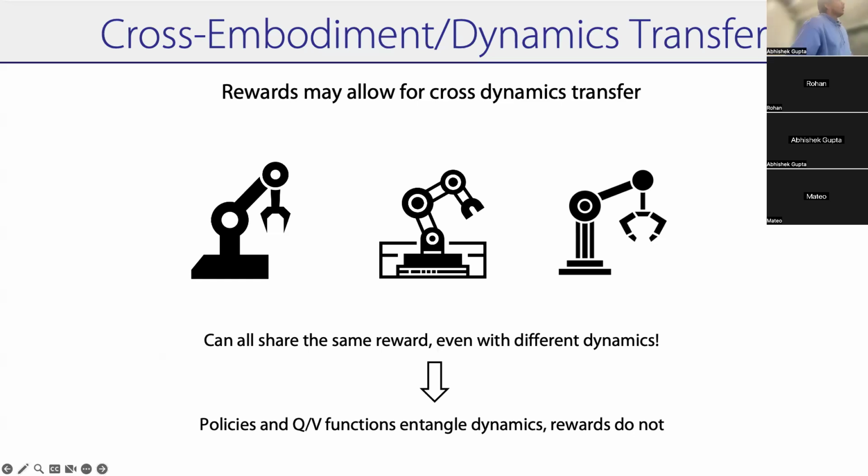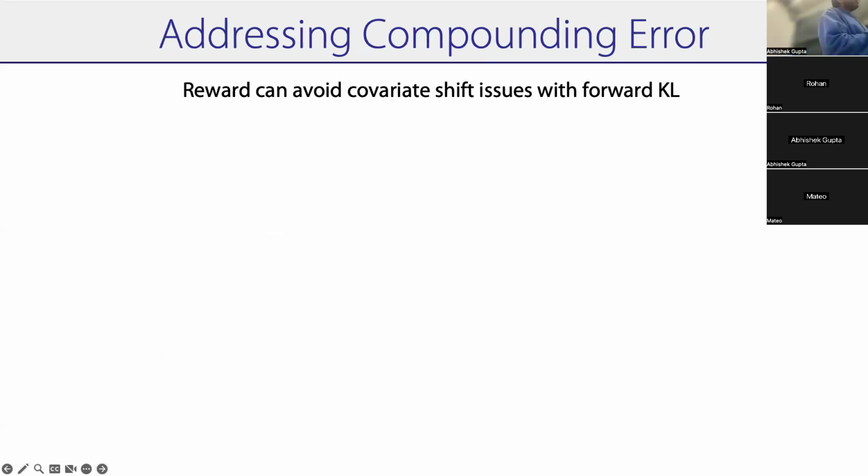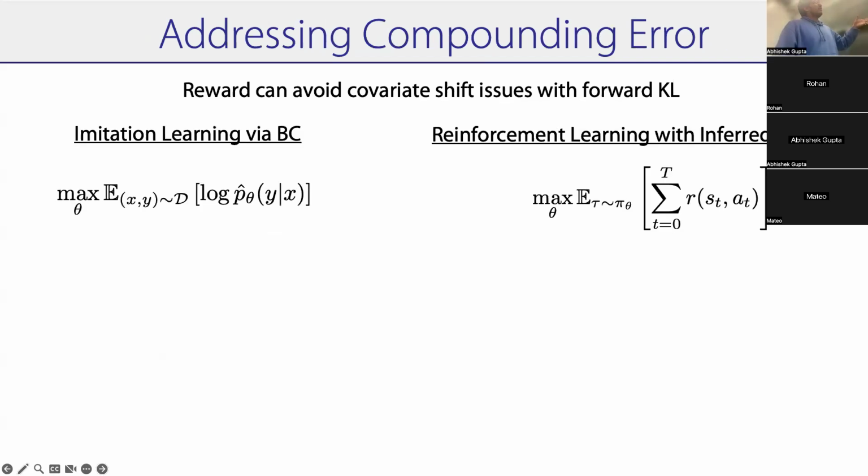Okay. And the key point here is that policies and Q value functions entangle dynamics, whereas rewards do not entangle dynamics, at least in principle, right? So what we're going to try and do with inverse RL is get something that transfers better to new settings. The other advantage of inverse RL is that unlike imitation learning, where you're taking the expectation under your data set, in inverse RL you're redoing policy optimization. You get a reward, and then you train another policy with it, right?